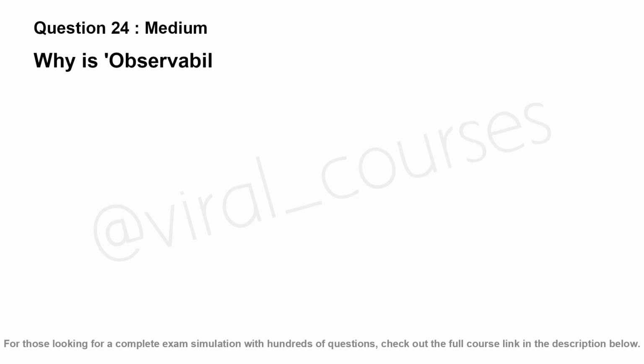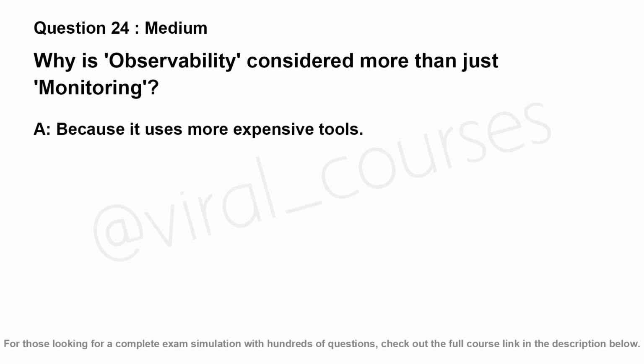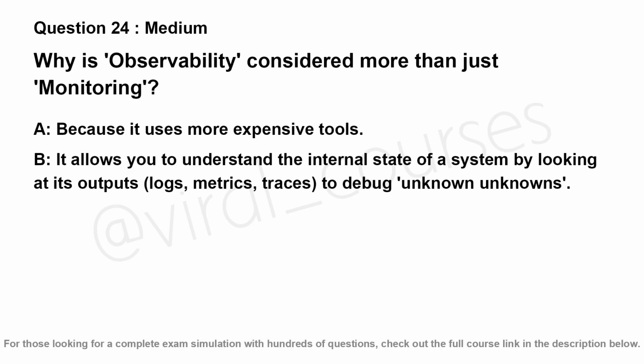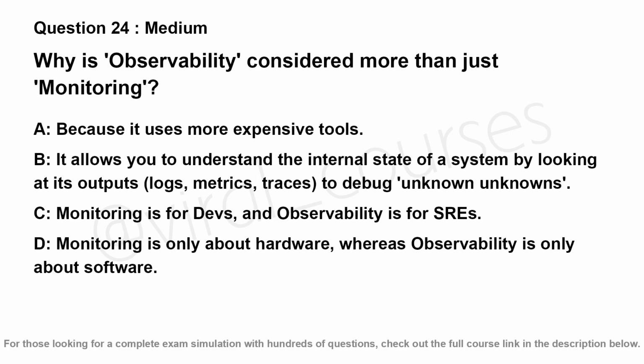Why is observability considered more than just monitoring? Option A. Because it uses more expensive tools. Option B. It allows you to understand the internal state of a system by looking at its outputs, logs, metrics, traces, to debug unknown unknowns. Option C. Monitoring is for devs, and observability is for SREs. Option D. Monitoring is only about hardware, whereas observability is only about software.